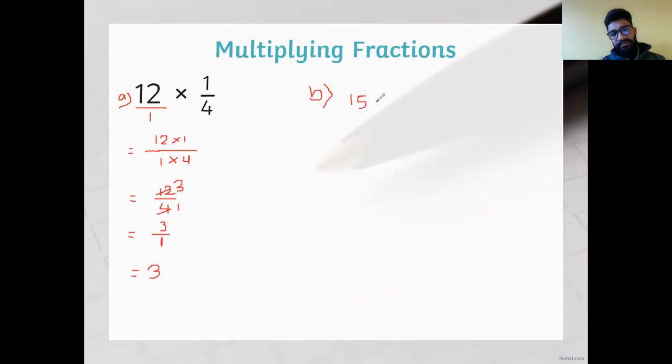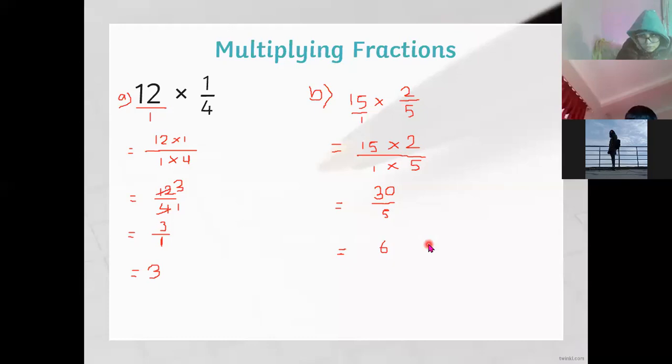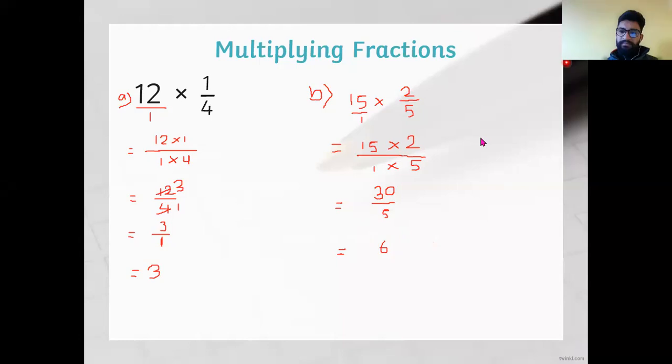Fifteen times 2 by 5. 15 times 2 by 5. Is anyone confused in this question? I think no. So here, if you get 30 by 5, you can cut it by 5: 5 sixes are 30, and the 5 also. Or directly, if you divide 30 by 5, you will get the answer 6.